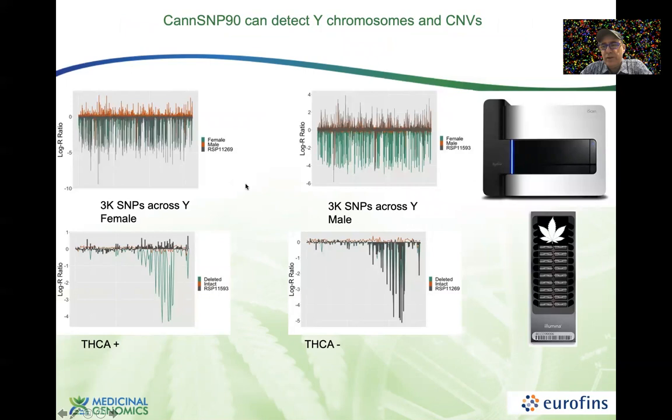And these are just some of the histograms of the signal where you can see all of the male signal across the Y gives you a log ratio and signal on the top, and the females don't give you any. And this sample here, in fact, must be a female because it's gray and it overlaps with what the females look like. And of course, over here, we see the opposite. This is a male sample. So we can readily track these 3,000 markers across the Y chromosome and figure out males and females. Well, that's kind of easy.